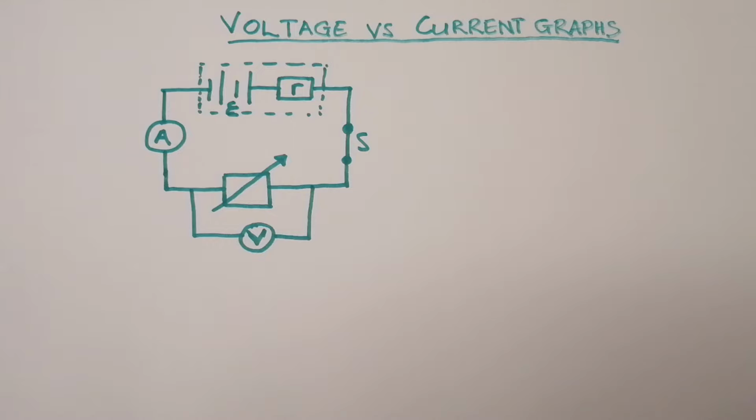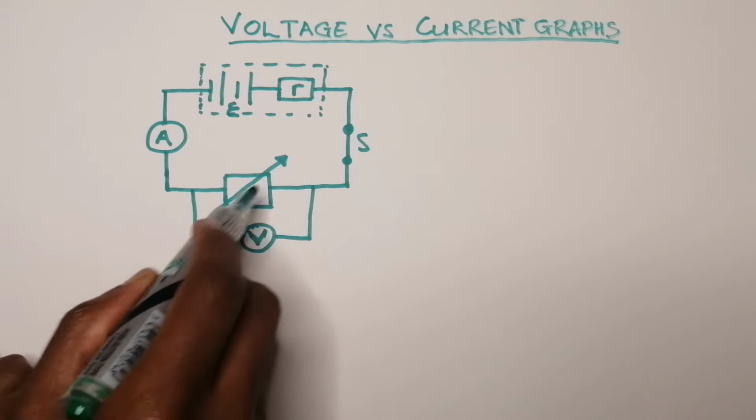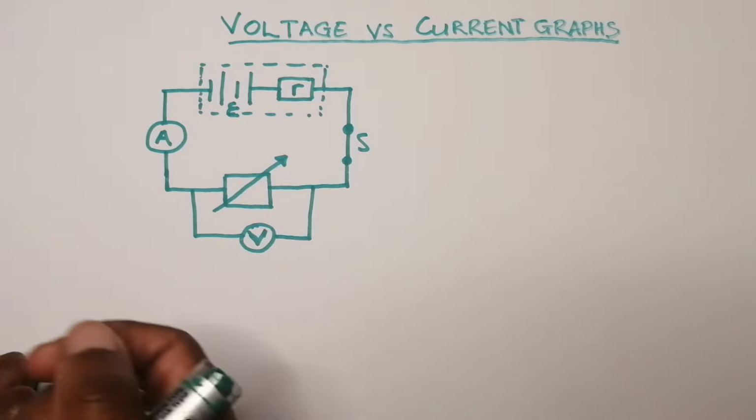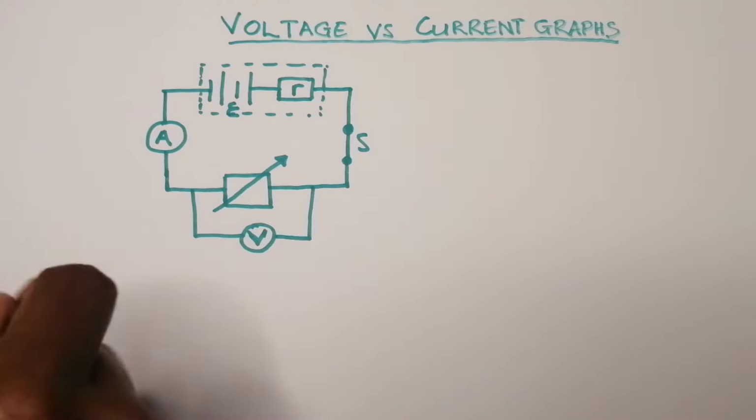All right, so today I want to look at voltage versus current graph. In this case, what we normally have is a setup. So suppose that we have a setup of a circuit, just like this one. What we normally do is we put a rheostat. A rheostat is basically a variable resistor, a resistance whose resistance you can vary, you can change it.